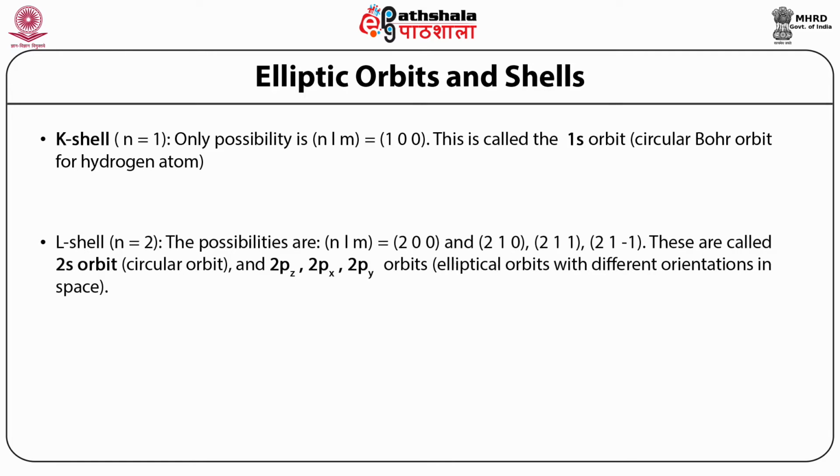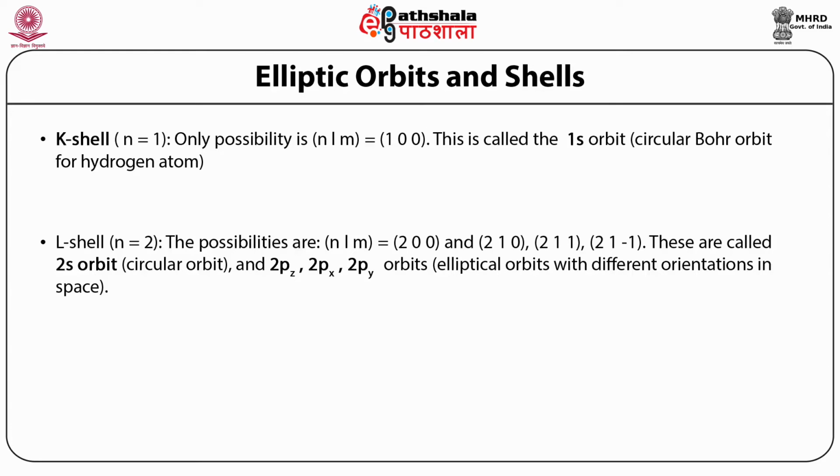And then the L shell is n equal to 2. The various possibilities of n, l, m are shown on the screen, and you see there are 4 possible orbits. They correspond to the 2s orbit, which is a circular orbit, and there are 3 elliptical orbits, which are designated as 2px, 2py, and 2pz, because these are directed in 3 mutually perpendicular directions. In other words, these have different orientations in space.